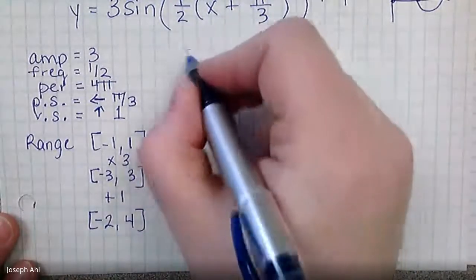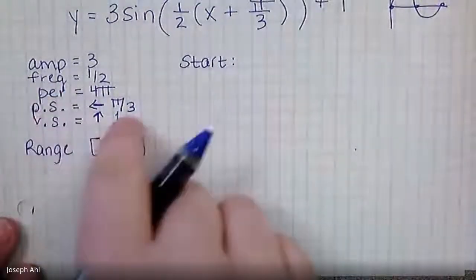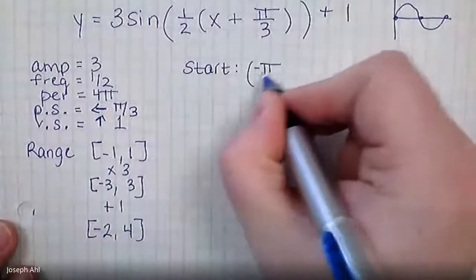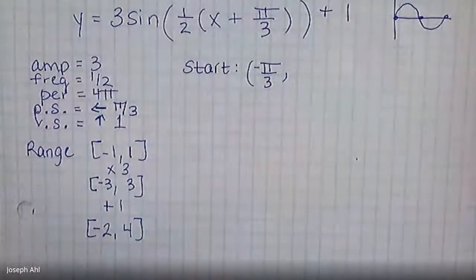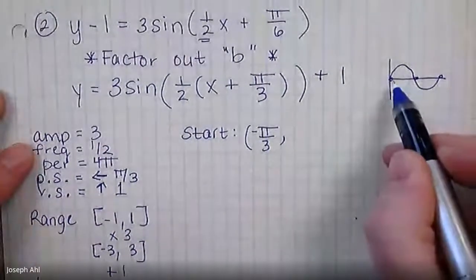Okay, let's talk about the start point. Where is this graph going to start? Well, first and foremost, think about the phase shift. We're going to the left pi/3. So -pi/3 is the starting x value. Okay, the tricky thing about the y value is, where are all these y values?